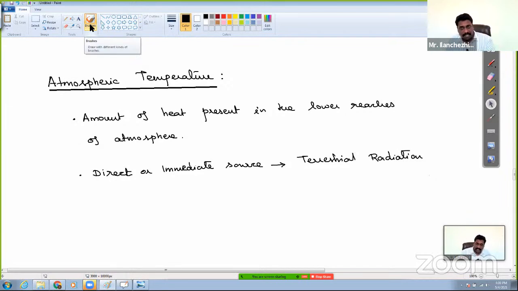Now the only thing is that we have to talk about what the factors are which affect this distribution of temperature from place to place. Then we'll also discuss one very important concept called heat budget. What is a heat budget? What are the different ways in which insolation gets affected, and what are the different aspects or factors in the atmosphere which either reduce or increase the temperature? Some of the factors we'll be discussing.